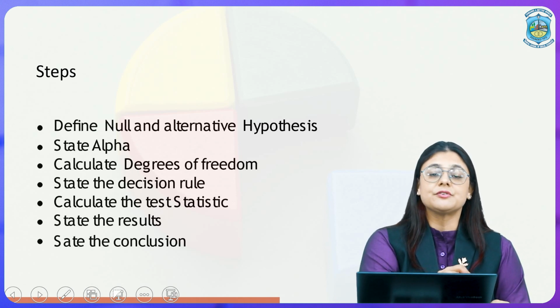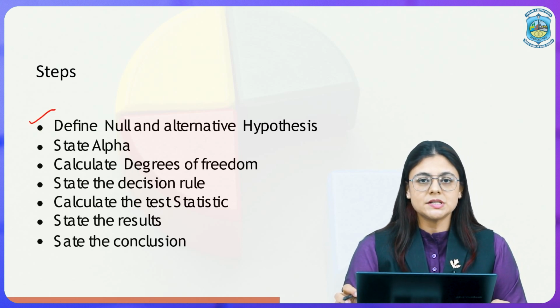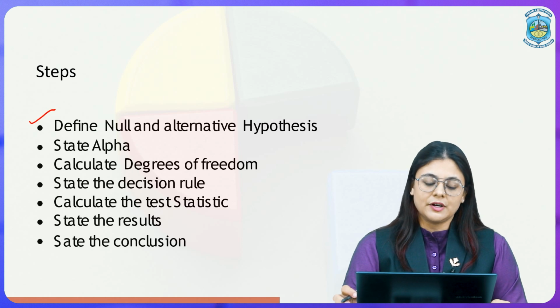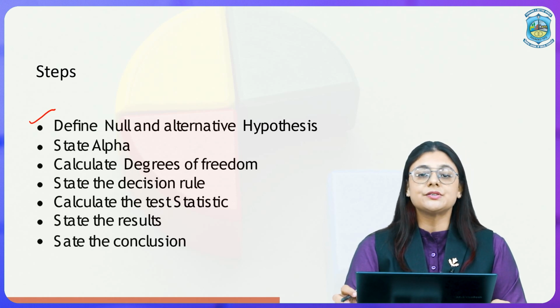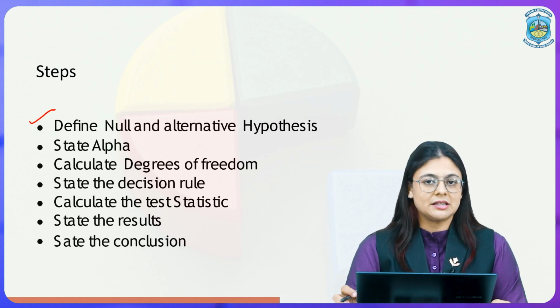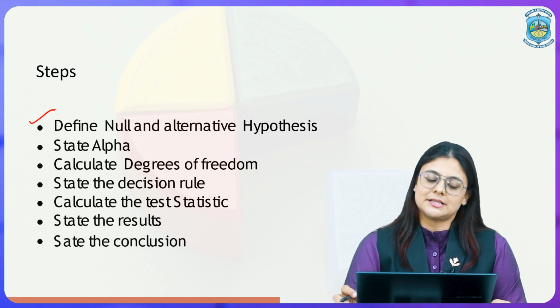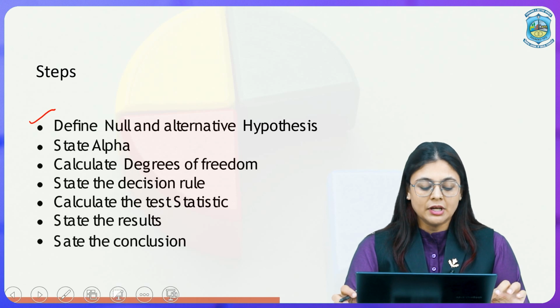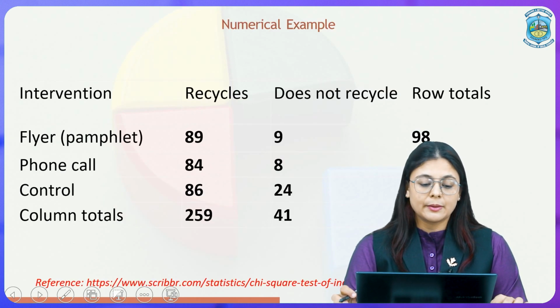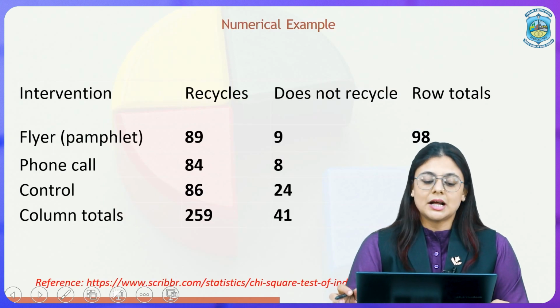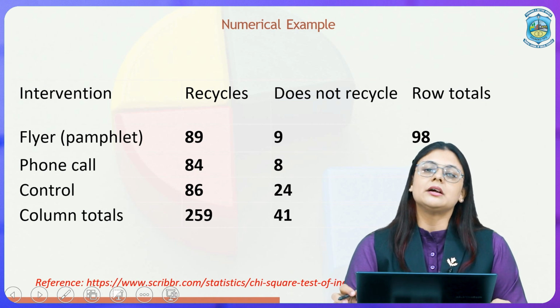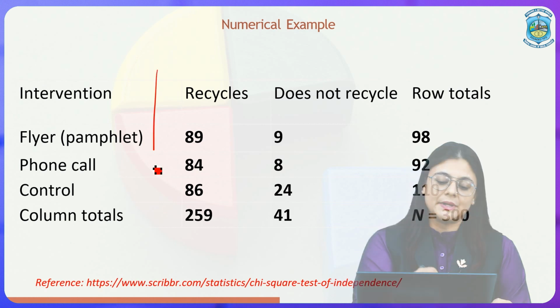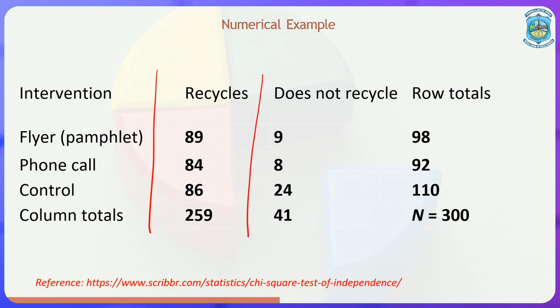First and foremost, you have to define the null and the alternative hypothesis. Then you have to state alpha, then calculate the degrees of freedom. After that, you have to state the decision rule, calculate the test statistic, state the results and after that state the conclusions. Now, let us see how we are going to do this. So, this is the contingency table for the example at hand here.